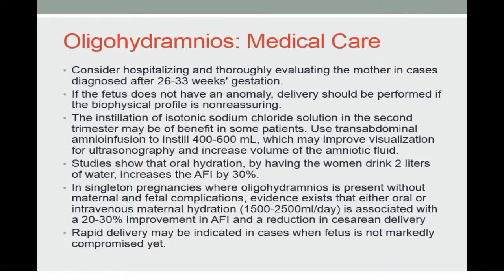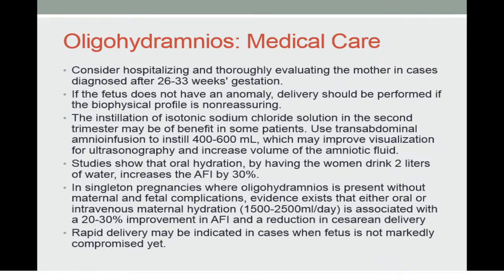The installation of isotonic sodium chloride solution in the second trimester may be of benefit in some patients. Use transabdominal amnioinfusion to instill 400 to 600 milliliters, which may improve visualization for ultrasonography and increase the volume of the amniotic fluid. Studies show that oral hydration, by having the woman drink 2 liters of water, increases the amniotic fluid index by 30%. But of course, it can be done if the mother is not suffering from any kidney disease.